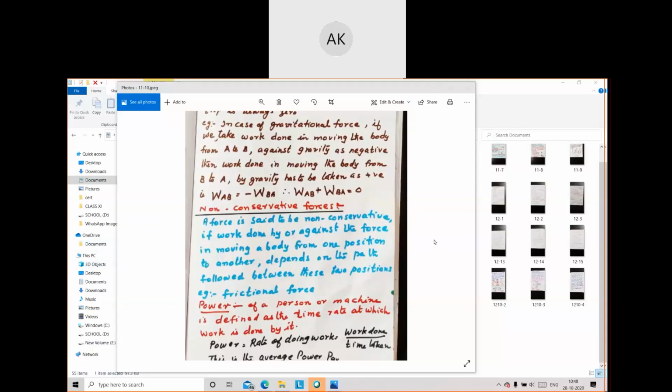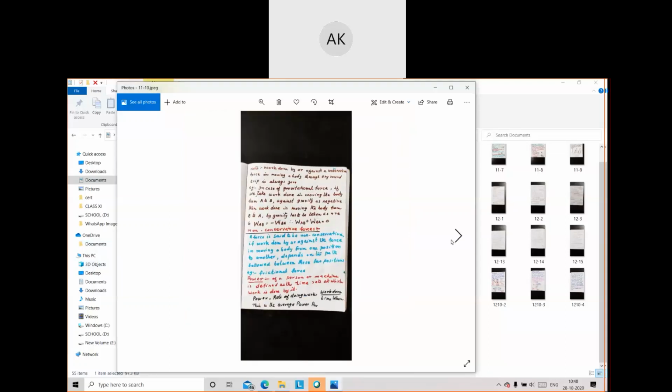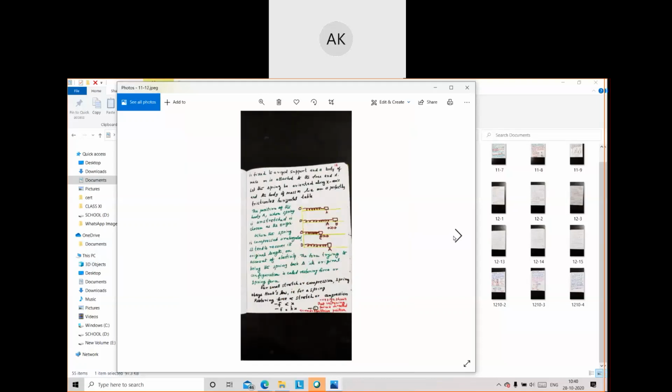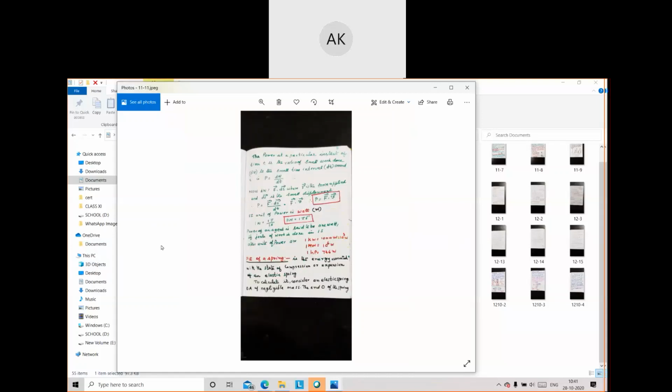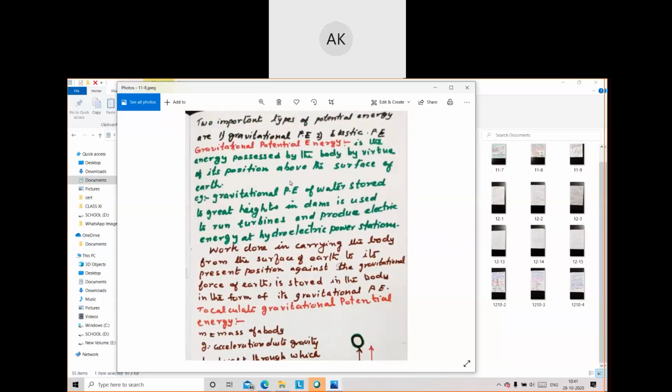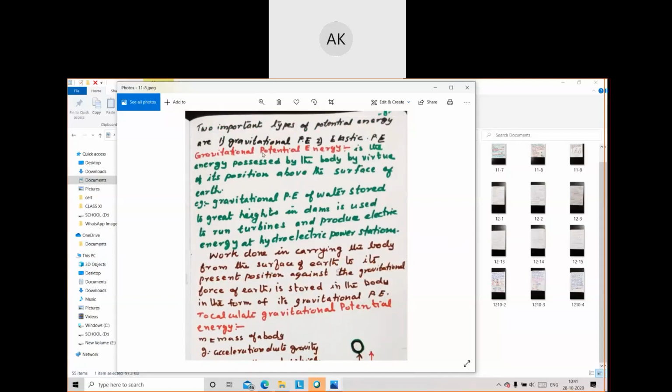Okay, the next. Potential we have. So we have studied two types of potential energy: gravitational potential energy and elastic potential energy. Have you studied? Yes. I think I have told that. Types of potential energy: gravitational potential energy, elastic potential energy.